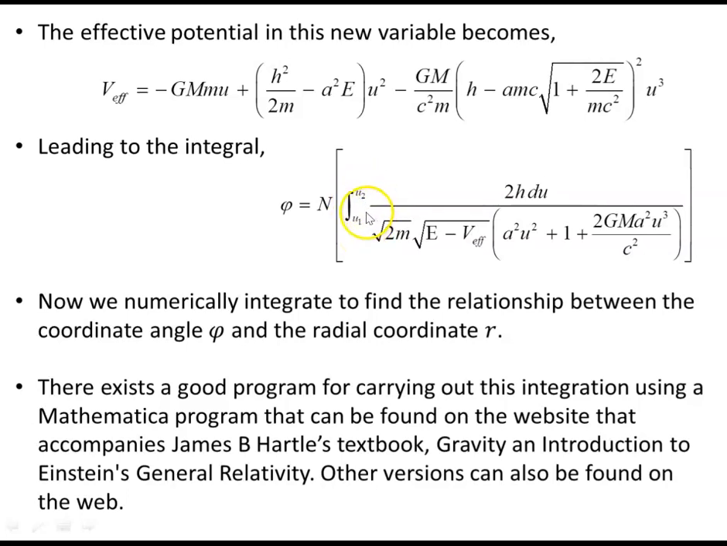r2 is some distance to which we want to integrate, the distance from the outer event horizon. So now we numerically integrate to find the relationship between the coordinate angle phi and the radial coordinate r. Actually, when I say r1, it is from the center of the black hole out. We're just going to be interested in the region from r1, far out, to r2, the event horizon itself.